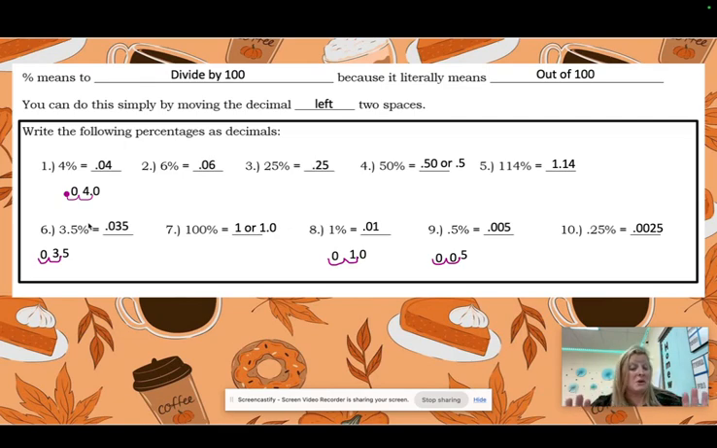So that's the first thing you have to know: when you're going to do a percentage problem, you need to know how to represent that percentage as an actual number so that you can use it in your calculator.